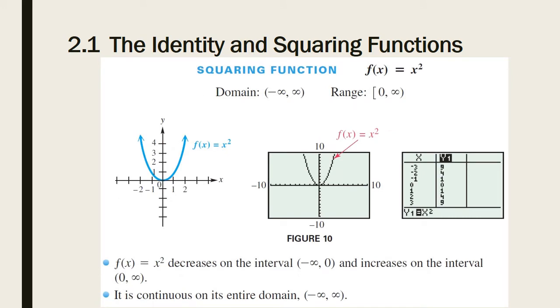We also have the squaring function here, that is f of x equals x squared. The domain is all real numbers. The range, however, goes from 0 to infinity. The reason for that is, if you look at the graph, you see no y values being used less than 0. The graph decreases from negative infinity to 0 and increases from 0 to positive infinity, and it is continuous.